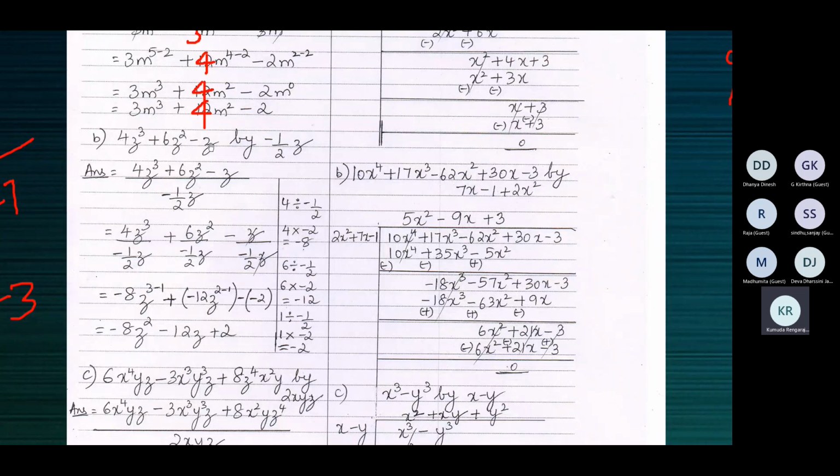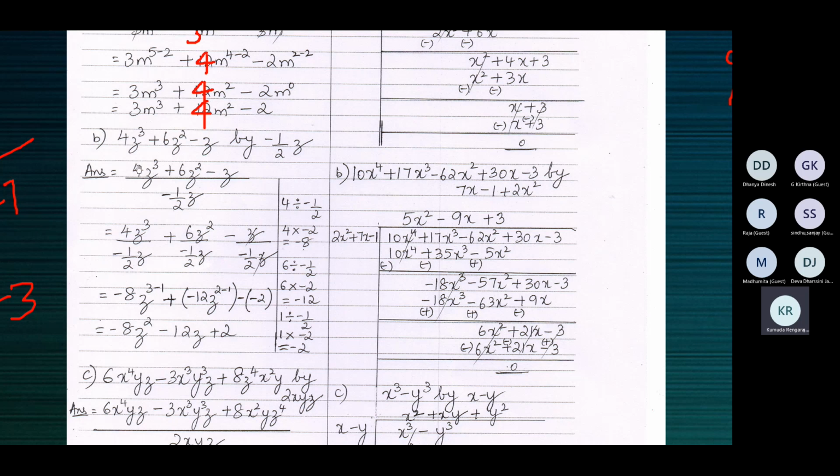See here, you'll have to divide this expression by a single term, minus half z. Minus half z is a single term. What is x plus y? Is it a monomial, binomial, trinomial? Binomial, ma'am. Very good. X plus y is a binomial. Minus half z, half into z, is a single term.